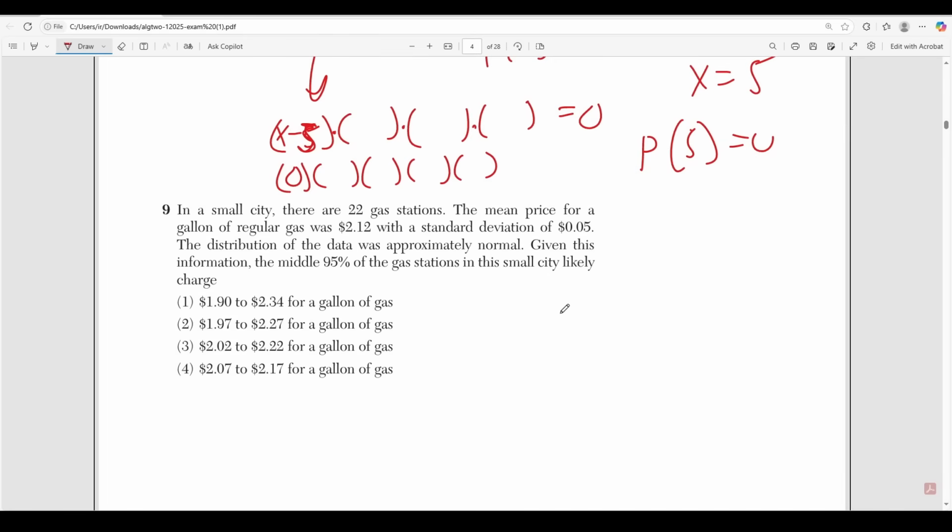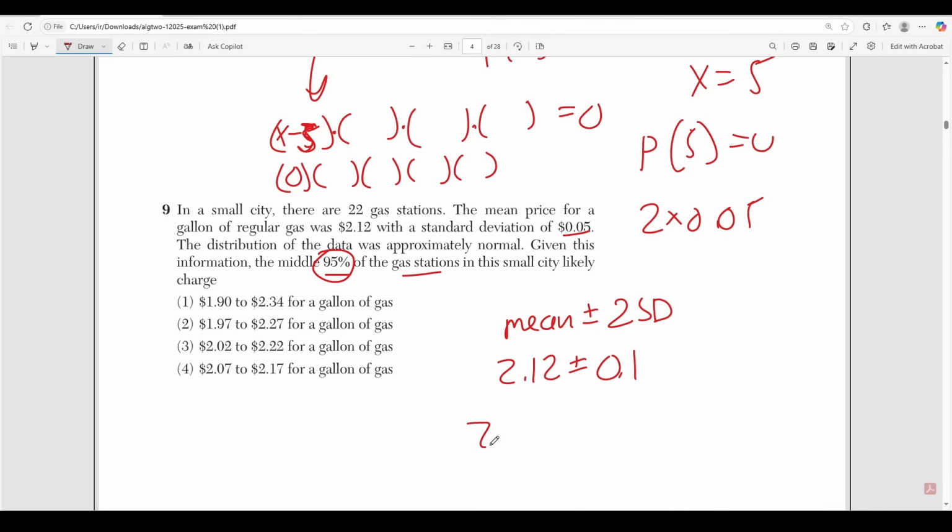Number 9 says, in a small city, there's 22 gas stations. The mean is $2.12 with a standard deviation of 0.05. And they want us to find the middle 95% of gas stations in this small city. So whenever you want to find the middle 95%, or you're finding a range, you're going to take the mean, and you're going to add and subtract 2 times the standard deviation. That's just how you find it. So the mean is $2.12, and you're going to add and subtract 2 times 0.05, which is 0.1. So 2.12 plus 0.1 is equal to 2.22, and 2.12 minus 0.1 is equal to 2.02, which is going to be choice 3.